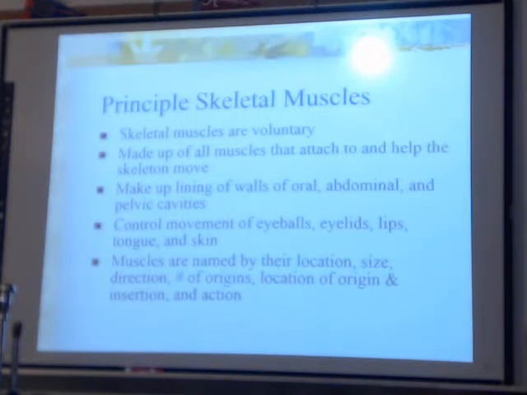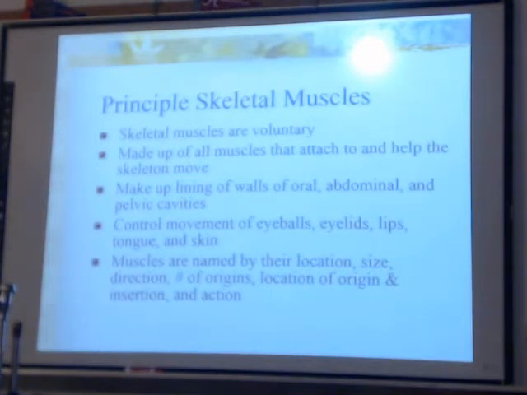They make up the lining of the oral, abdominal, and the pelvic walls. So we have muscles outside our mouth, we have muscles in front of our abdominal wall, and we have muscles in our pelvic cavity. We have those because they also help protect us. We control the movement of our eyeballs, eyelids, lips, tongue, skin. So the skeletal muscles control that movement.